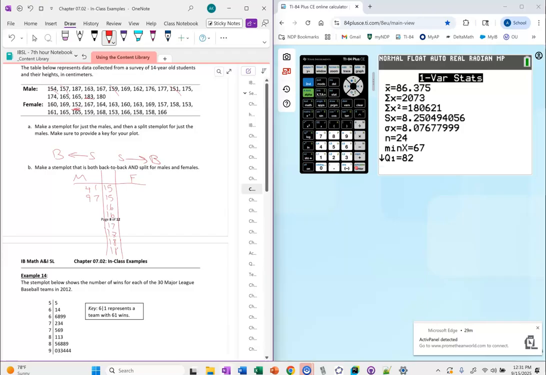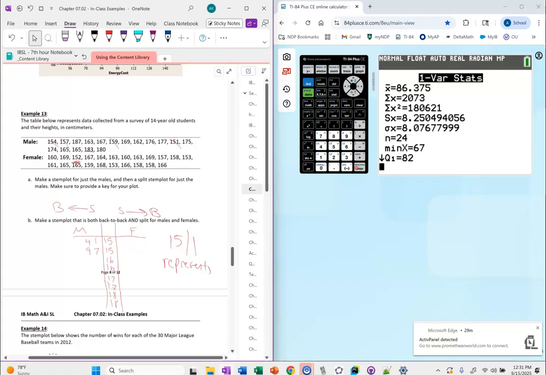The one thing I would also need to include though is a key. The key needs to have context. So I could write it this way, 15/1 represents a 14-year-old student that is 151 centimeters tall.